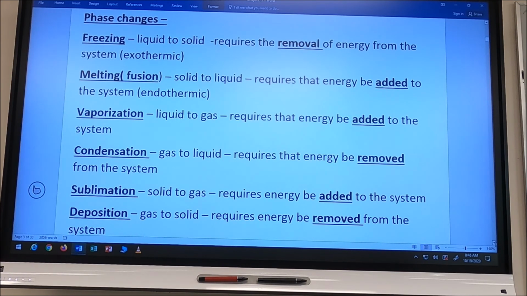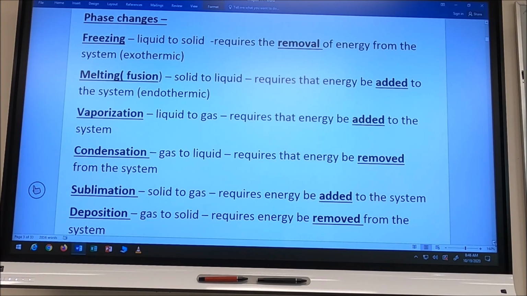Melting or fusion is solid going to liquid. It requires energy to be added into the system. It's endothermic. Melting and freezing are opposite processes. Notice how one you removed and one you added. Vaporization is liquid to gas. It requires energy be added in. Condensation is gas to liquid. Energy is removed.